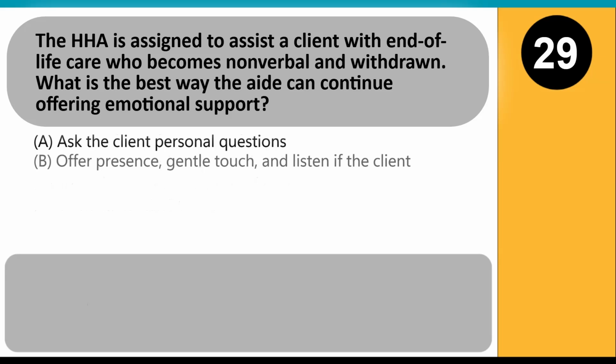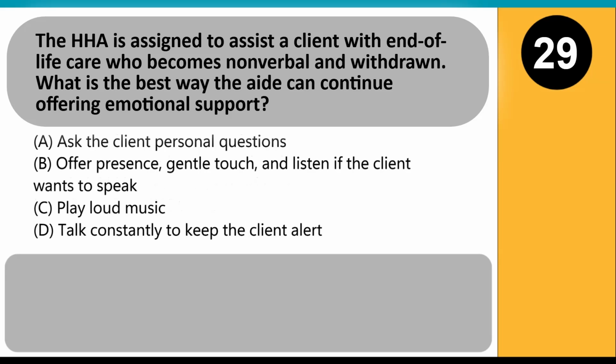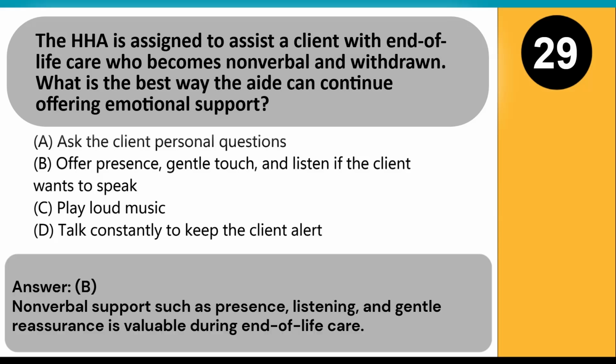The HHA is assigned to assist a client with end-of-life care who becomes nonverbal and withdrawn. What is the best way the aide can continue offering emotional support? A. Ask the client personal questions. B. Offer presence, gentle touch, and listen if the client wants to speak. C. Play loud music. D. Talk constantly to keep the client alert. Answer: B. Nonverbal support such as presence, listening, and gentle reassurance is valuable during end-of-life care.